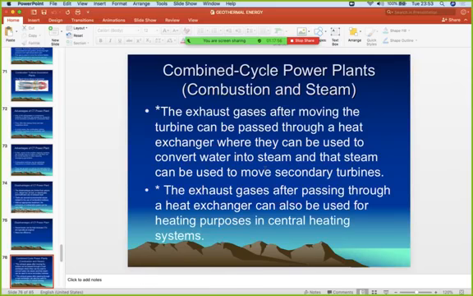Because of the high temperature brought about by these exhaust gases, which would otherwise be wasted, there would be a very low efficiency. So this low efficiency is now converted to higher efficiency because of the steam produced. The exhaust gases after passing through a heat exchanger can also be used for other heating processes, like a central heating system for buildings. You can utilize the heat in your water heating system for hot water.